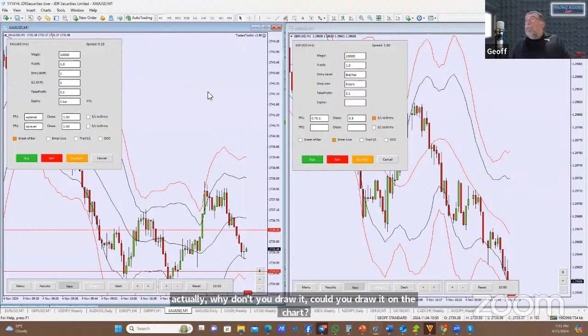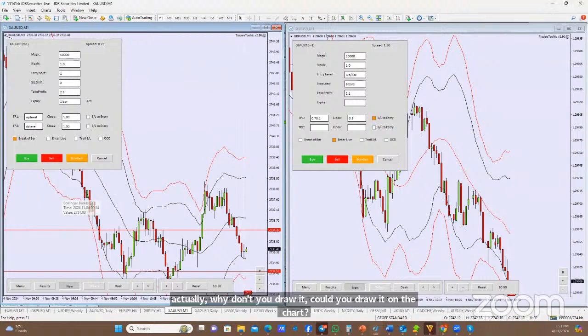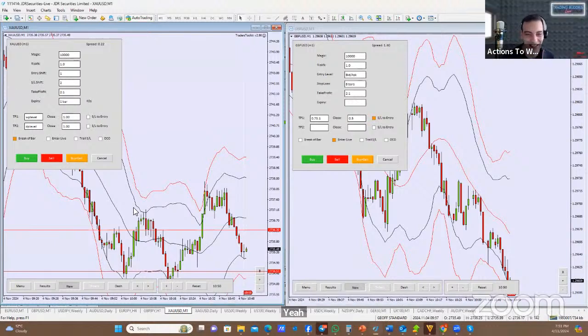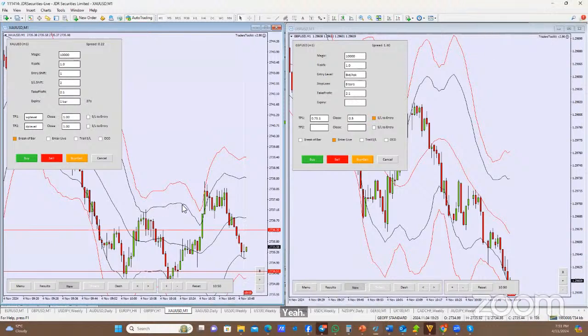Does it make sense to you, Catherine? Sort of. Yeah. Everything down, everything down, I think, is what Jeff is trying to say. Basically, I think what Jeff is saying is it's for the same $10,000 in the same stock.